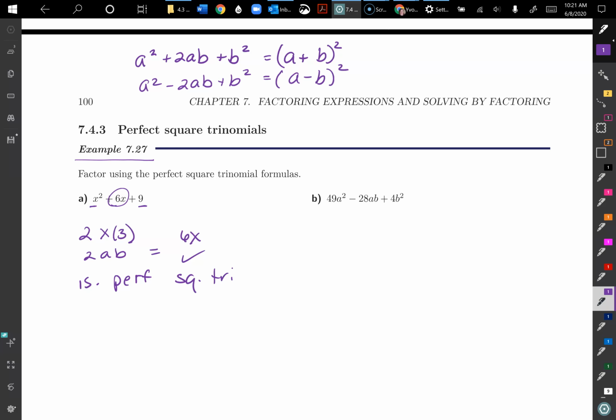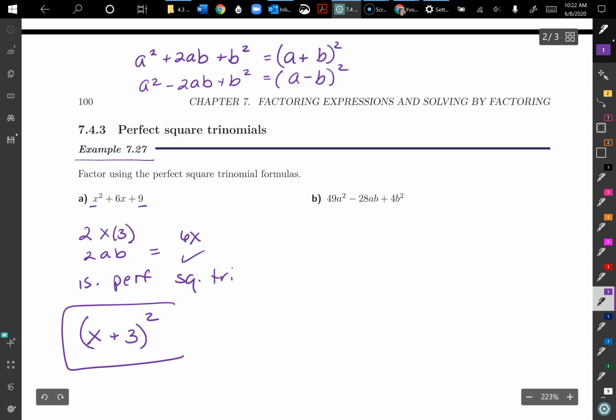And then you can just simply take the square root of the first. It's a plus in there, so plus the square root of the second, and square it, and you are done. So those are nice, but do make sure you do the check here.